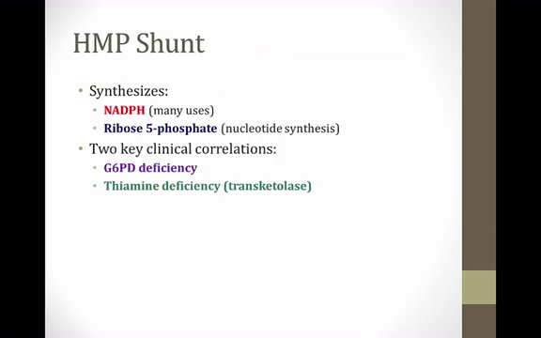I've summarized on this slide the four most important things for you to know about the HMP shunt. First of all, you need to be aware that this series of reactions synthesizes NADPH, which has many uses inside of cells that we'll talk about in this module. This pathway also synthesizes ribose 5-phosphate molecules, and these molecules are very important for synthesis of nucleotides. There are two key clinical correlations of the HMP shunt that you should know. The most important and the most high yield is a deficiency of the enzyme glucose 6-phosphate dehydrogenase. We'll talk about this in detail. And then there's also a clinical correlation of thiamine deficiency that relates to one of the enzymes in this pathway called transketolase, which we'll talk about in a minute.